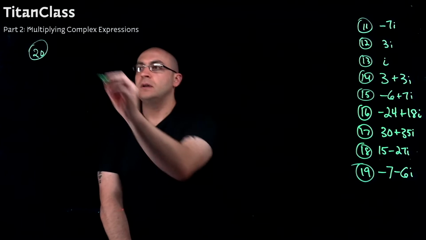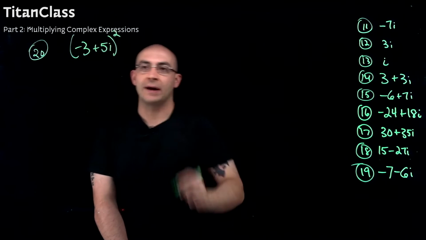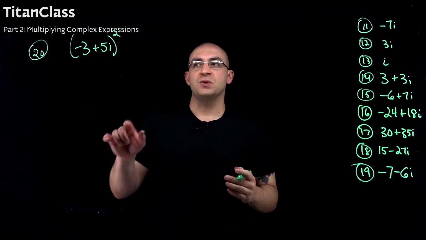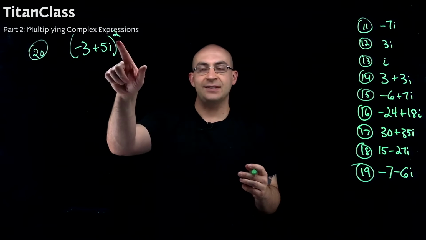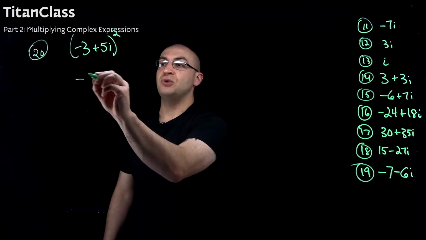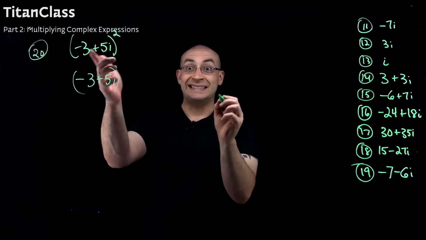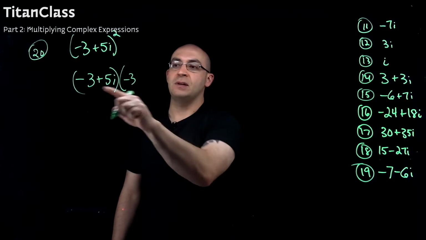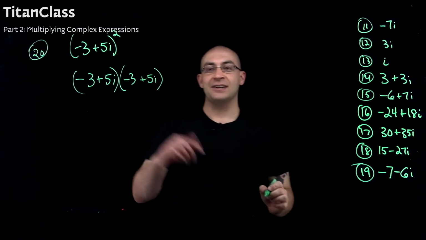Ooh, this is a good one. Negative 3 plus 5i, squared. Now, don't get fooled by this one. We are not just distributing that 2 to both of those. That square, that 2 exponent, means there are 2 of these. So we are going to write 2 out exactly right next to each other. So 2 identical things, right? So this is going to be negative 3 plus 5i times negative 3 plus 5i, right? It's the same exact thing twice.